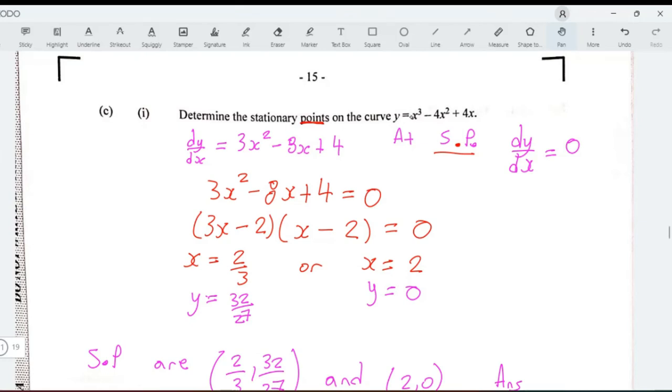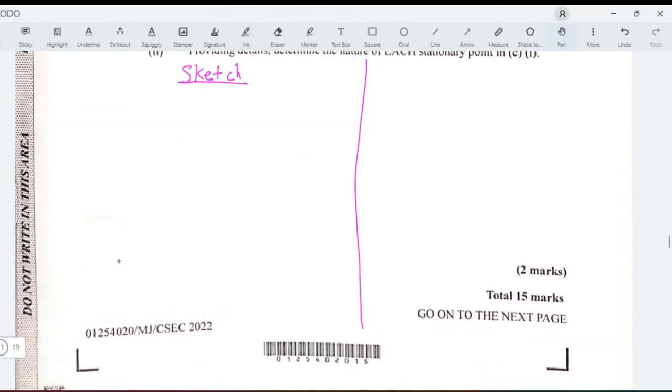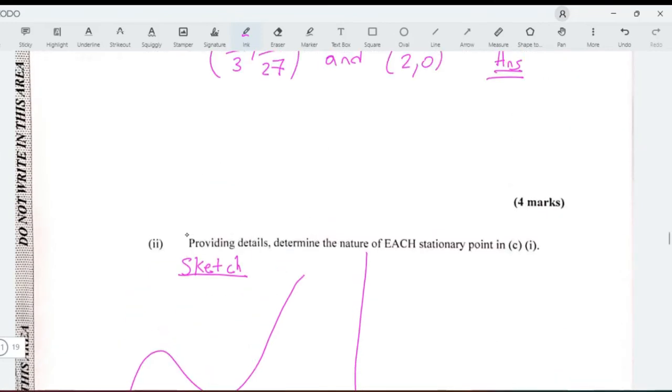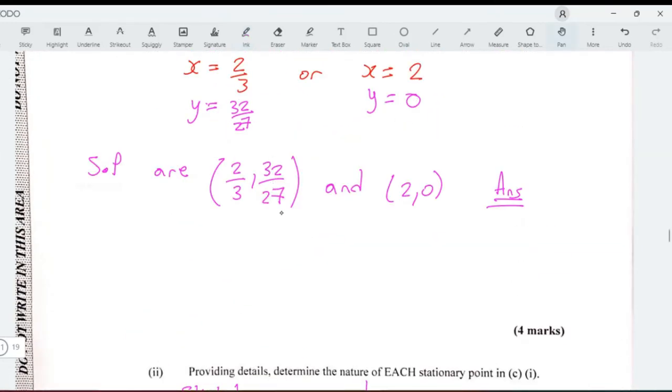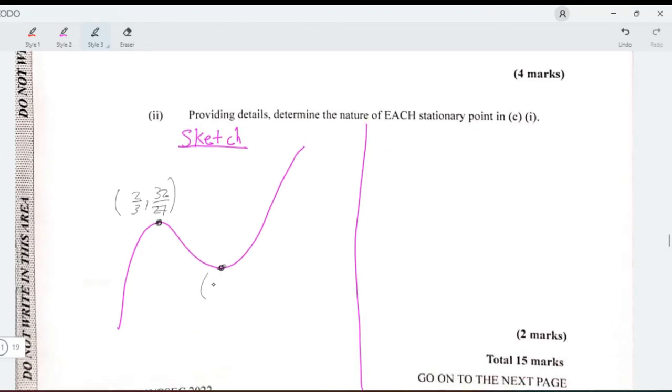And in this case, anytime a is greater than zero, the graph will look like this. It starts with a maximum and ends with a minimum. Then we have to look at which y value was bigger. The 32 over 27 is bigger. So therefore, this maximum point corresponds to the bigger y value, so 2 over 3, 32 over 27. And this right here corresponds to the smaller value, which is 2, 0.